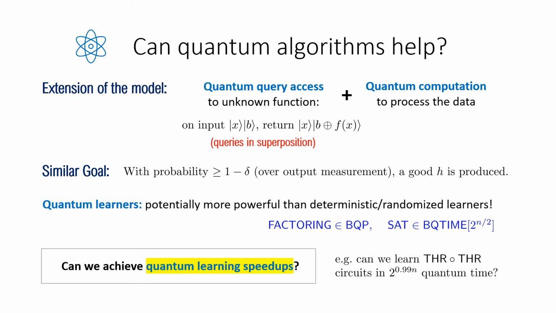And the main question here is, can we use quantum computing to achieve quantum learning speedups? And concretely, can we learn 2 layers of threshold gates in quantum time that is slightly less than 2 to the n? So unfortunately, this is still open.